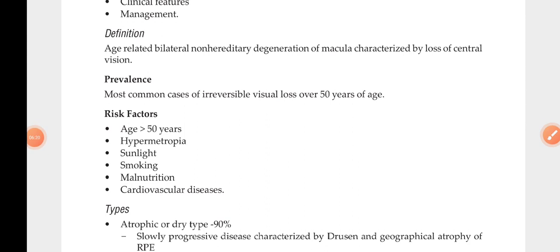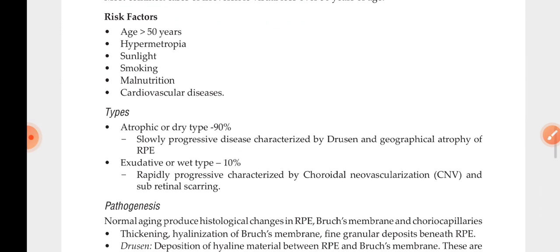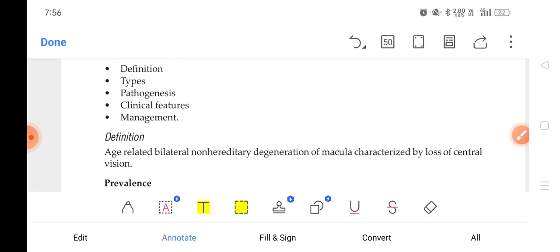Prevalence: it is the most common cause of irreversible visual loss over 50 years of age. Risk factors: age greater than 50 years, hypermetropia, sunlight, smoking, malnutrition and cardiovascular disease. I will not write this.